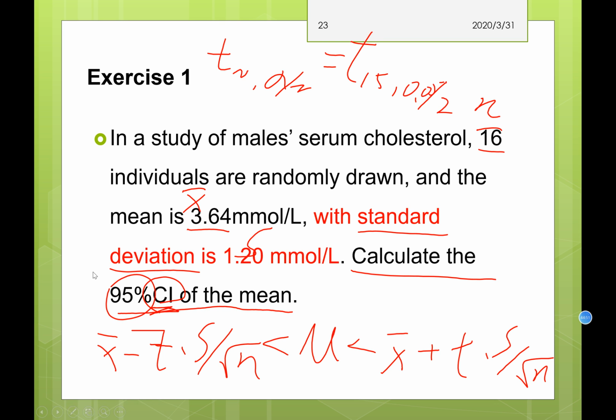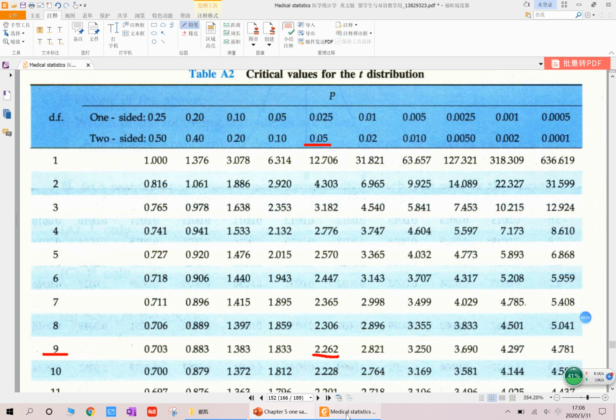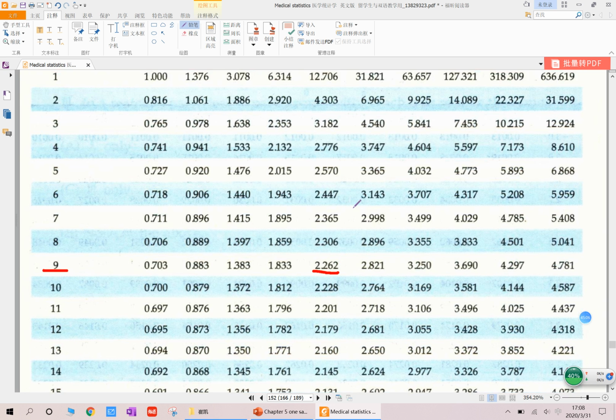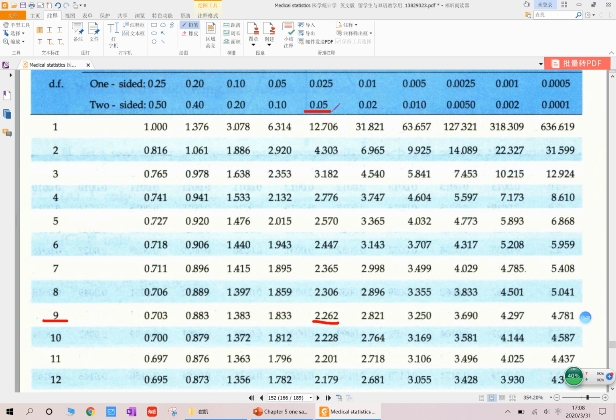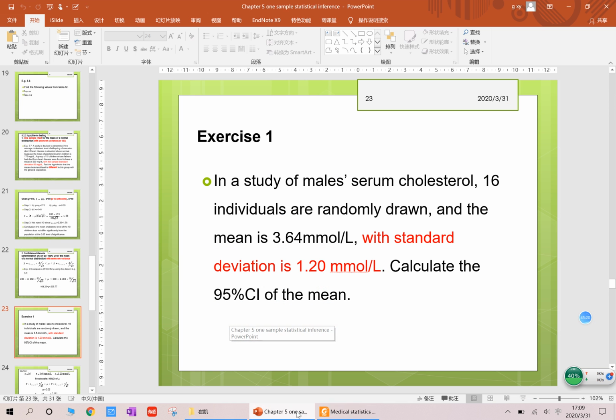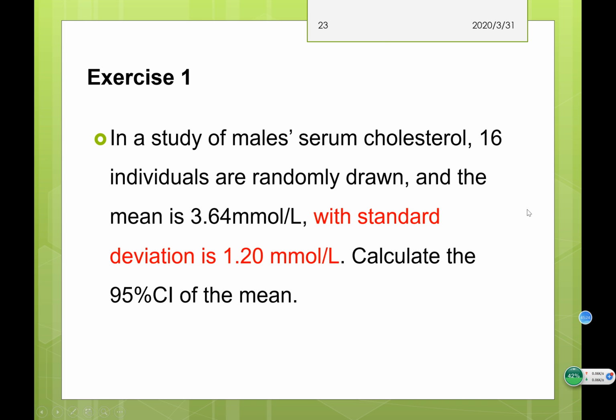Okay, so let's go to the textbook. Here, the first one is to find nu 15, right? And two-sided 0.05 is in this column, and let's find the t value. That is 2.131. Okay, so that is the t value. So we just put all the numbers into the formula, and then we can get the result.